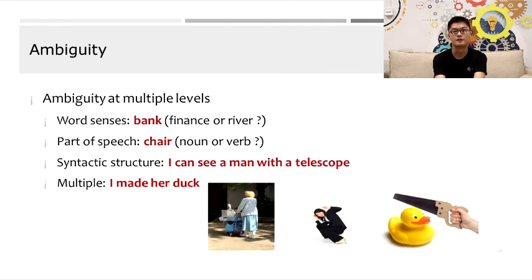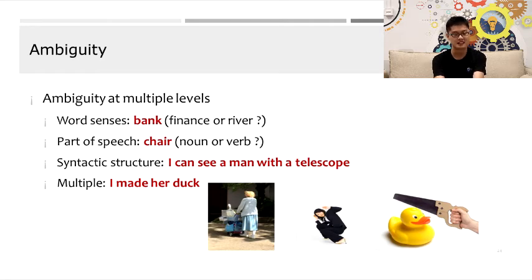Ambiguity at multiple levels may affect the performance of NLP models. Word sense. Bank. When bank comes to my mind, I would recall the financial institution where I would like to deposit or withdraw some money, but bank could also mean the edge of land near a river. Part of speech, chair, whether it's a noun or a verb. There is a tongue twister. Can you can a can as a can can a can. So, can you can a can? The first can is a modal verb. The second can is a verb, and the third can is a noun.